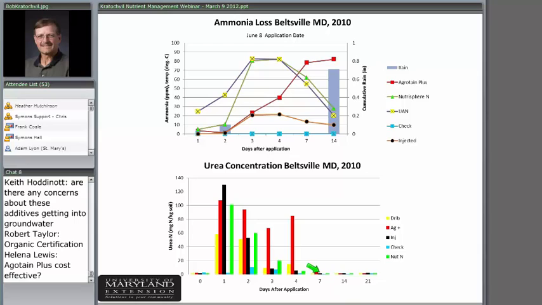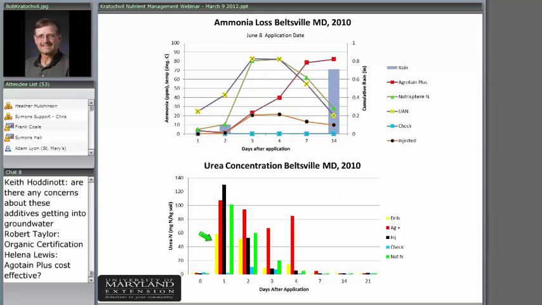Now you'll notice by 7 days, no matter what product we were measuring, whether it was the surface applied UAN, Agrium Plus, the injected, our check, or Nitrisphere N, by 7 days all the urea had been changed.